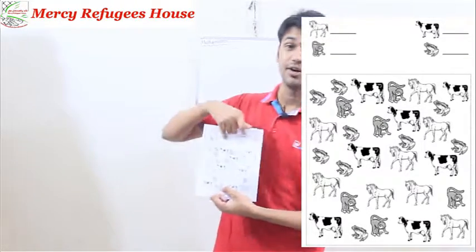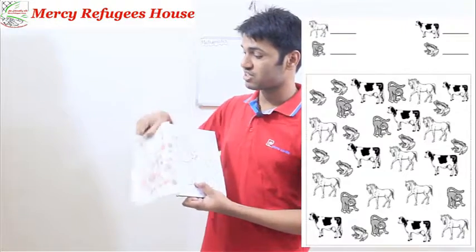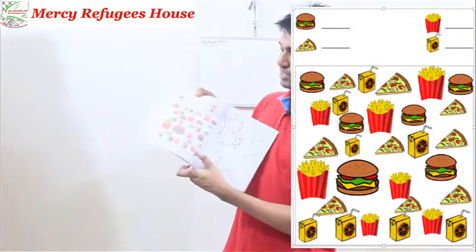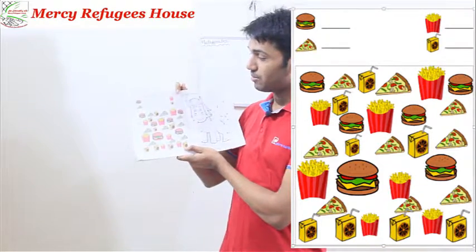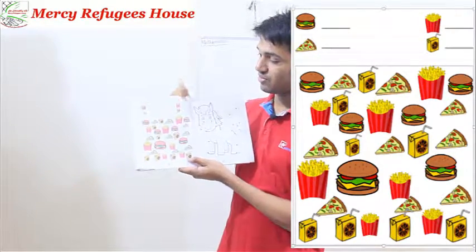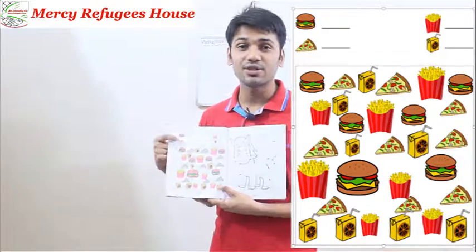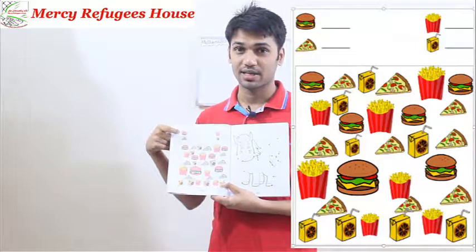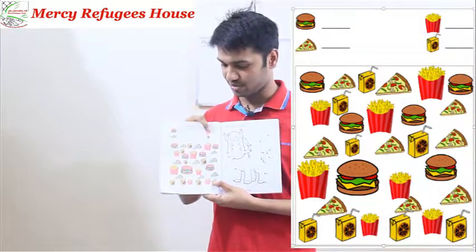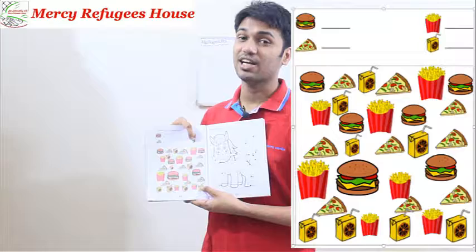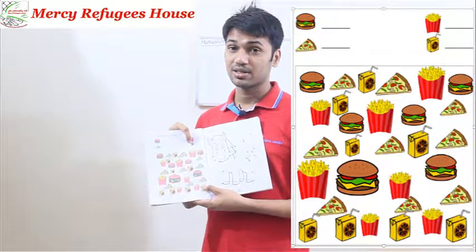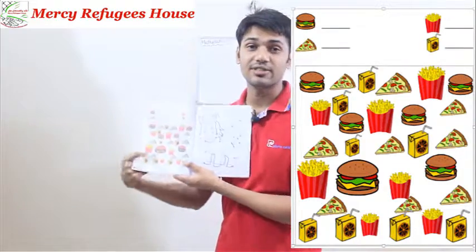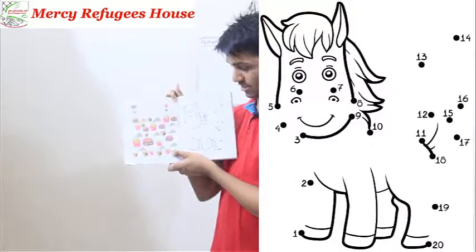Did you understand? Now this next exercise, exercise 5, is exactly the same thing. Look at this. It has got burger, pizza, french fries, and juice. They will do the same thing here. They will count the burger, the pizza, the french fries, and the juice. See, do the same activity. Once this activity is done, you go to the next one.